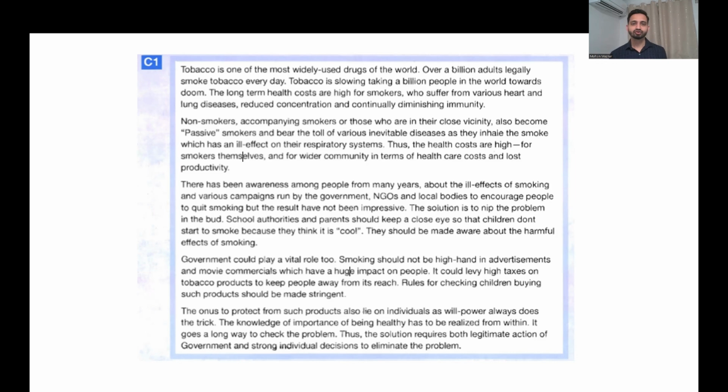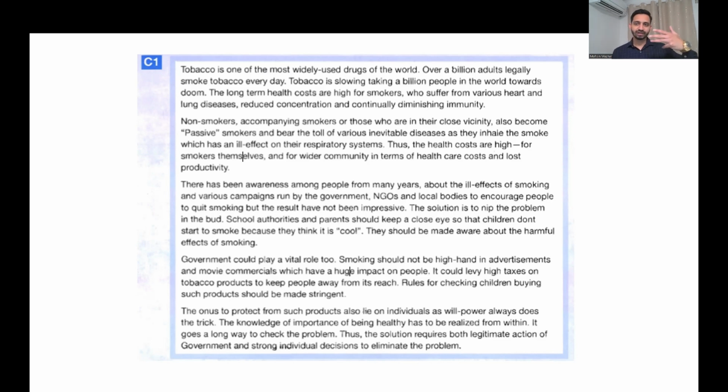Tobacco is one of the most widely used drugs of the world. Over 1 billion adults legally smoke tobacco every day. Tobacco is slowly taking 1 billion people. Obviously, there is a spelling mistake here. Slowing should be slowly taking 1 billion people in the world towards doom. The long-term health costs are high for smokers who suffer from various heart and lung diseases, reduced concentration, and continually diminishing immunity.